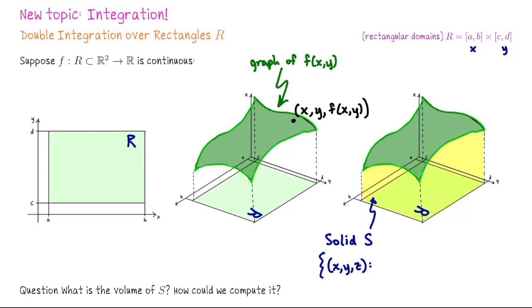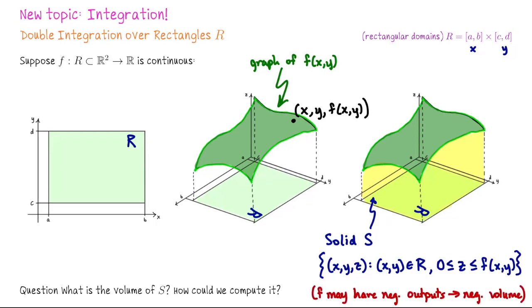So every point in S has the form x, y, z, where x and y belong to R, and z is between the xy plane and the graph of the function. Here the function is positive, but it is possible to consider functions which have negative outputs, in which case you would just be looking at z coordinates between the graph of the function and the xy plane. When we compute the double integral of this function over this rectangle, what we're going to be doing is computing the volume of this solid S enclosed between the xy plane and the graph of our function.